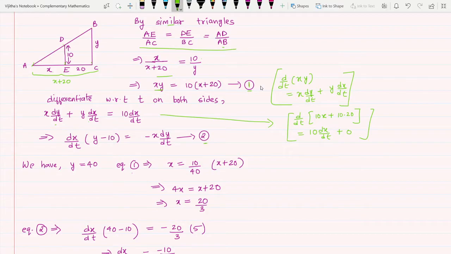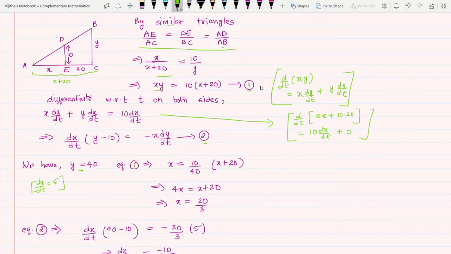Now we have that at a certain moment y equals 40, and at that time dy by dt is 5. It is given in the problem. So when y takes the value 40, we substitute in equation 1. So in equation 1 you put y equal to 40.